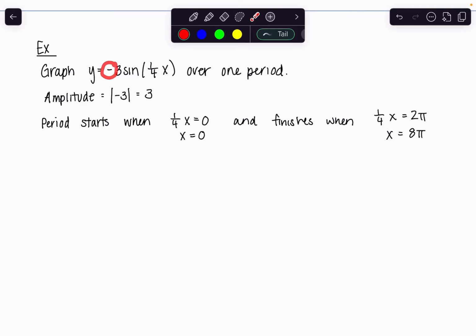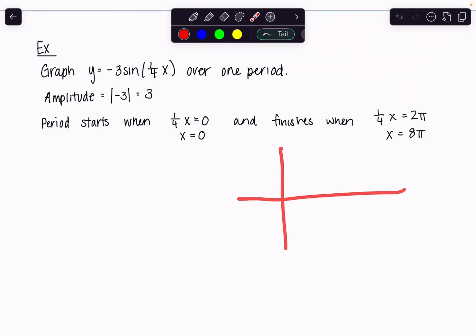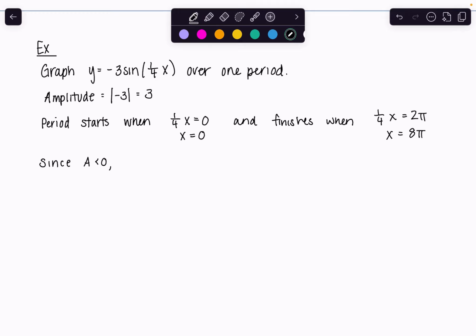And since this number is negative, remember that's going to be a reflection. So if you think about your graph of y equals x squared, it's shaped like this. Negative x squared again goes downwards. So I'm going to take my graph that I draw over that interval from 0 to 8 pi, and then I just flip it to go the opposite way, okay? So since our value of a is negative, we need to reflect the graph over the x-axis.